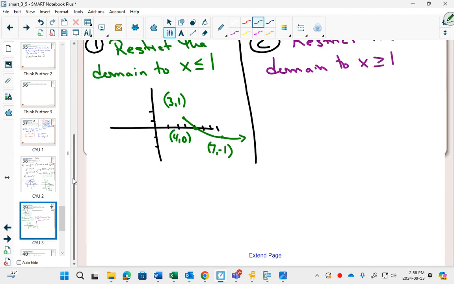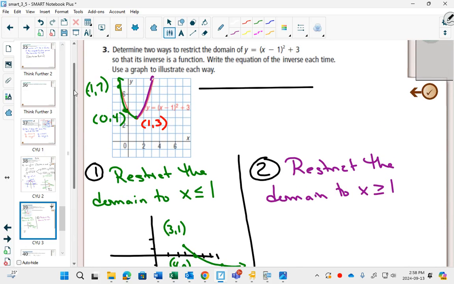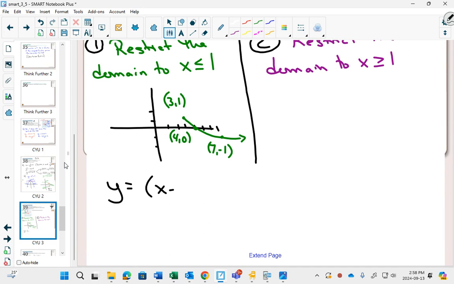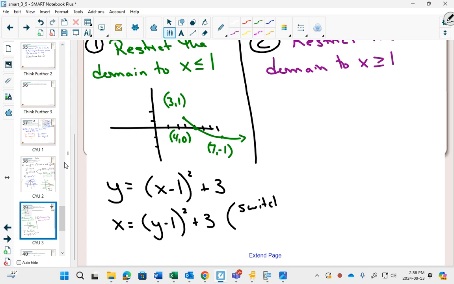Now to find the equation, we find the equation by taking our original equation. So our original equation was y equals (x minus 1) squared plus 3. So first I would switch my x and y. So I get x equals (y minus 1) squared plus 3. Switch my x and y.